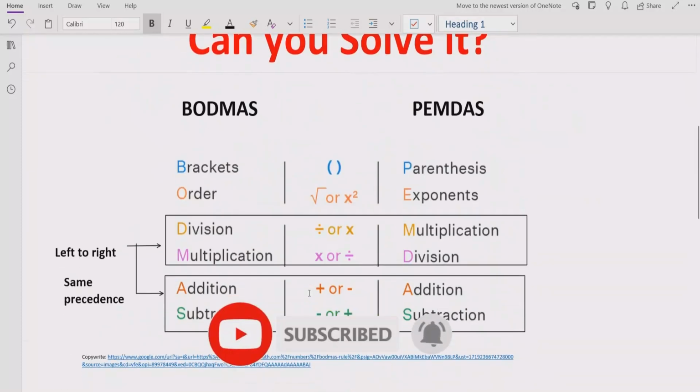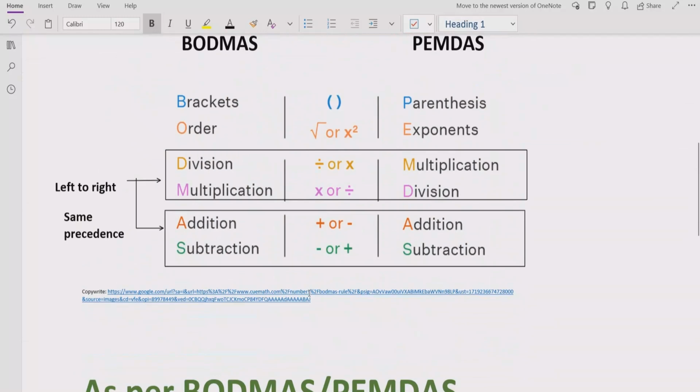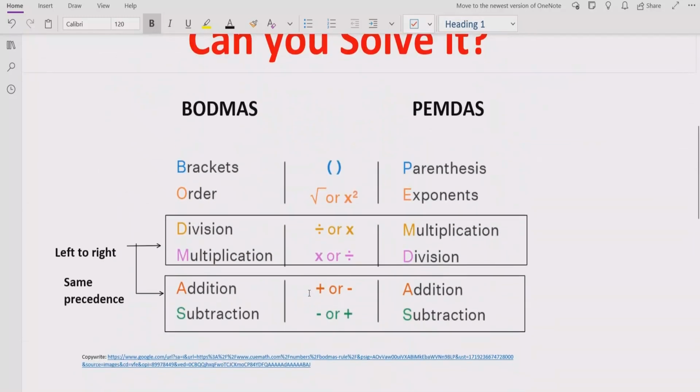Now let's talk about what are the rules which we can follow to solve the given expression. Here we will discuss two rules: BODMAS and PEMDAS. These rules we will apply to solve any arithmetic expression. And the rule says if your expression contains any bracket or parenthesis, you have to solve that part first in your expression. After the bracket, you have to see the power of any number. If your expression contains any number which has the power, you have to solve that part after the bracket.